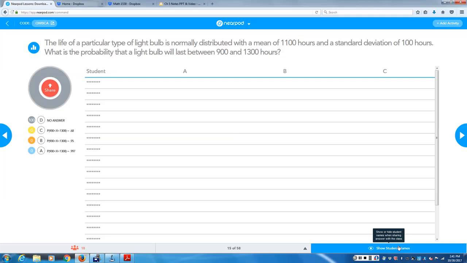Now here's one, you don't have to be able to do this. Do not grab a calculator. Use the picture that I just showed you. Use the picture and answer the question. The life of the light bulb is normally distributed with a mean of 1,100 hours and a standard deviation of 100 hours, which is the picture I just drew. What's the probability that the light bulb is going to last between 900 and 1,300 hours?